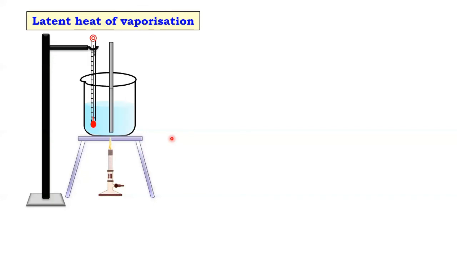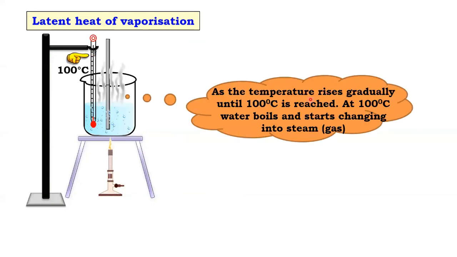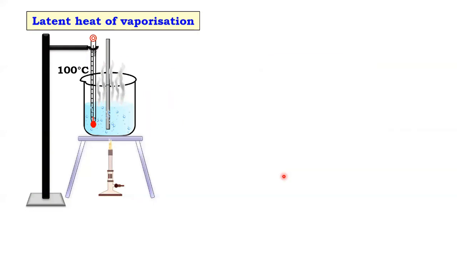So we'll keep on stirring it well. As the temperature rises gradually until 100 degrees Celsius is reached, at 100 degrees Celsius the water boils and starts changing into steam. Right? So as it approaches 100 degrees Celsius, the water will start boiling, and because of that it will be getting converted into what? Into steam. Let's see ahead.